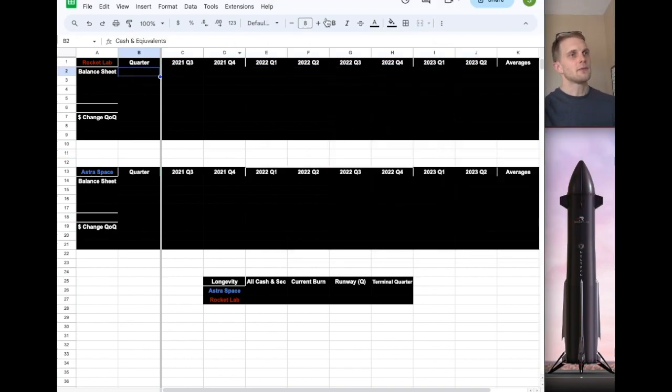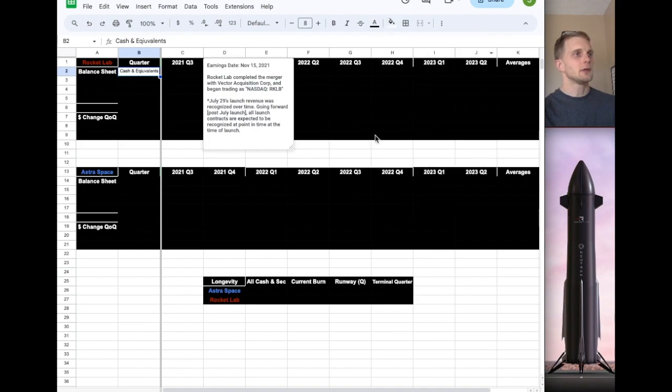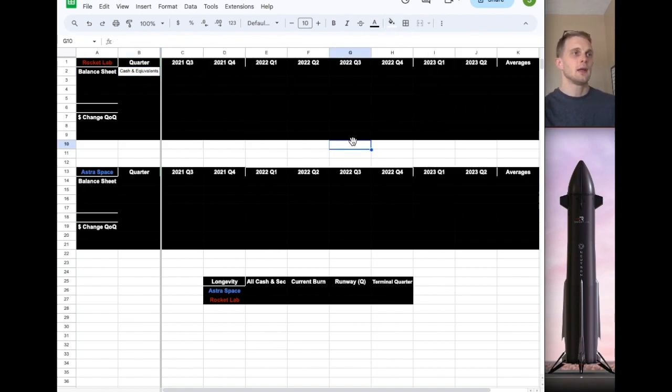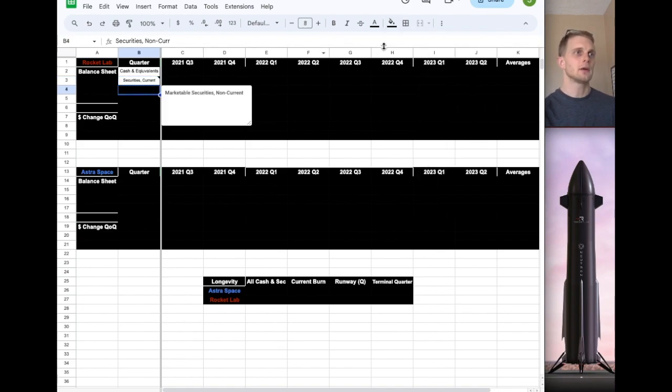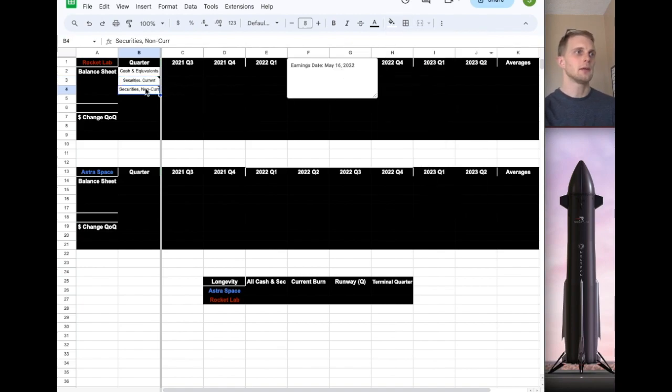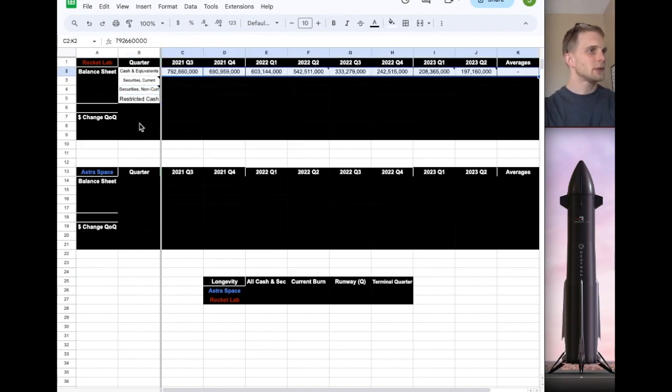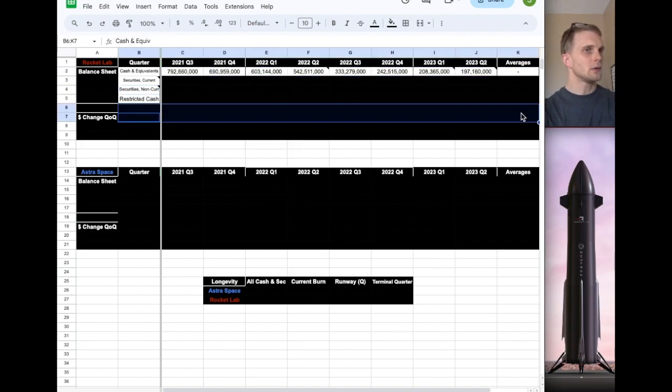So the oversimplified way to look at this is just to simply go by cash and cash equivalents. However, I want to go a little more in-depth, and as we go through this video, you'll see why. A few of the other metrics that I want to include are current marketable securities, non-current marketable securities, and restricted cash. So we'll start by showing the cash and cash equivalents, and then we'll go down here and look at the quarter over quarter change.